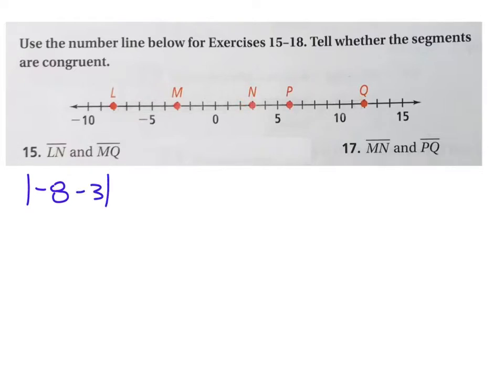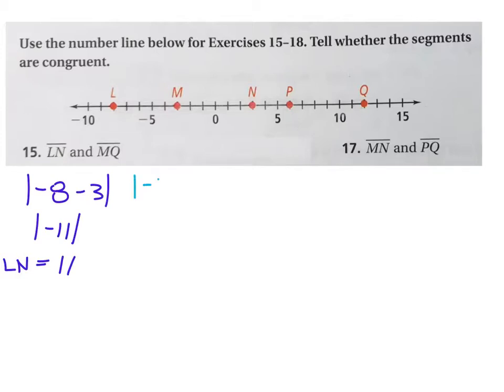So we subtract them and take the absolute value, okay, and that is equal to the absolute value of -11, which is 11. So LN, written this way, the length of segment LN, is 11. We're going to do this same thing for MQ, okay?